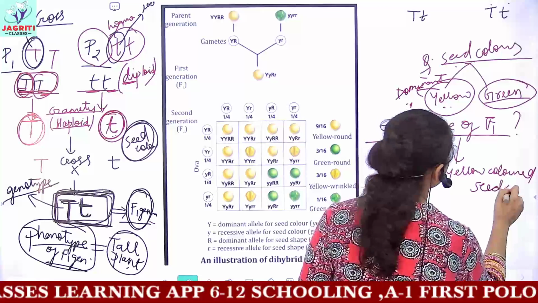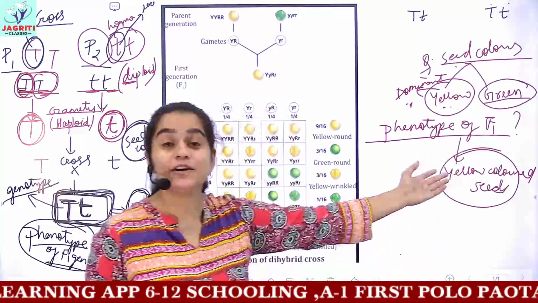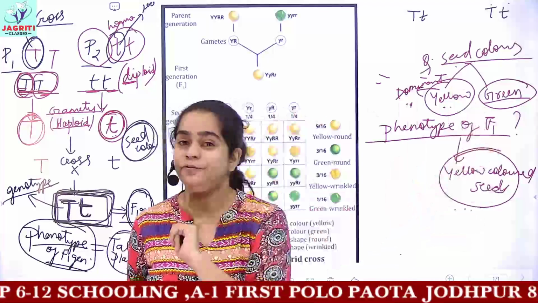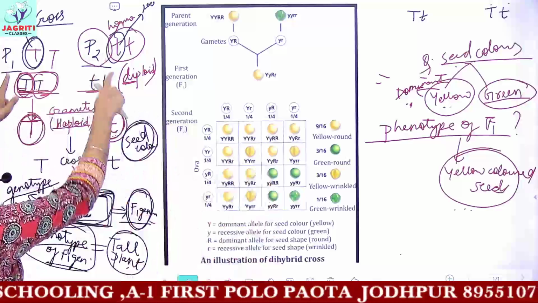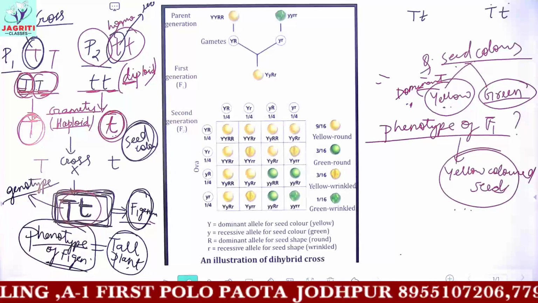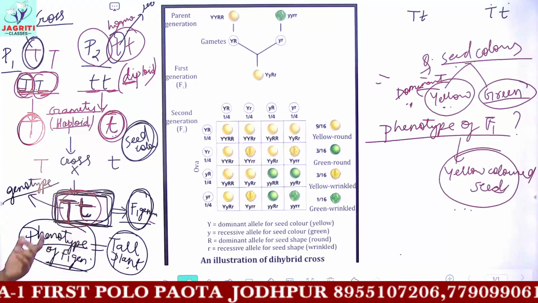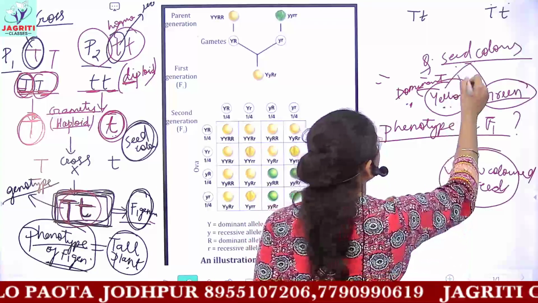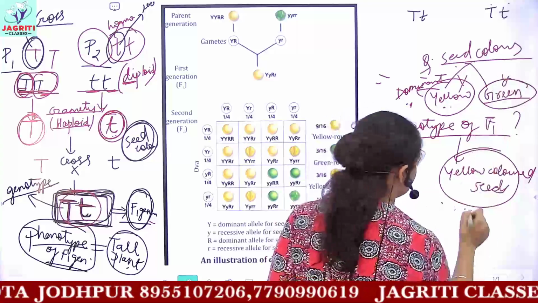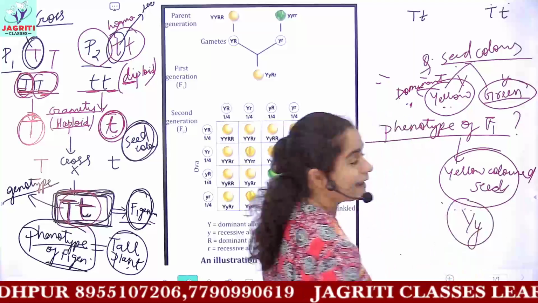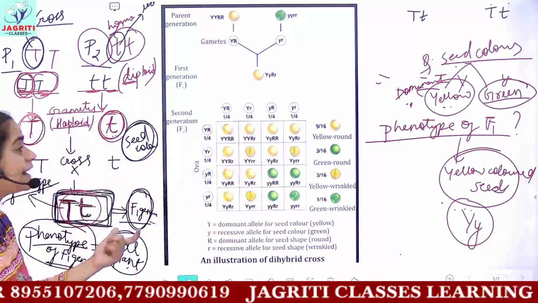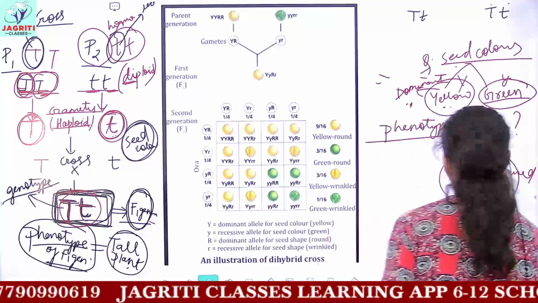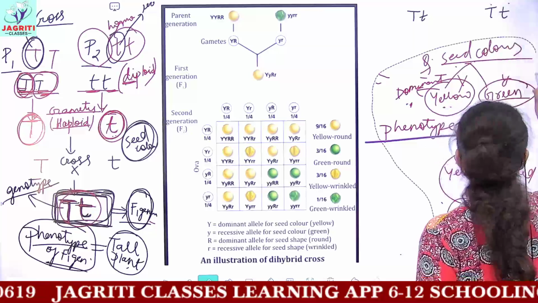So this gives you an idea of what the phenotype would be. Any character which is dominant would be expressed in your F1. And what would be the genotype? You can carry out the cross and then you can know the genotype. For yellow colored seeds, if you take capital Y for yellow and small y, then the genotype would be capital Y and small y. So in this manner, you can find the phenotype and genotype of F1. I hope now the concepts are clear.